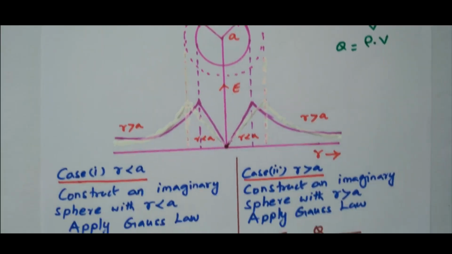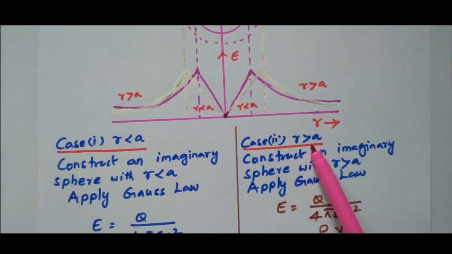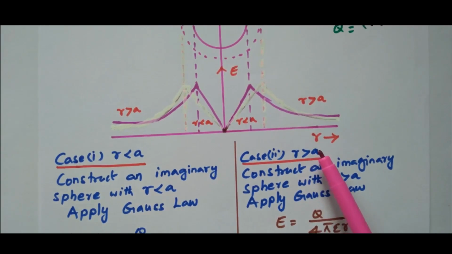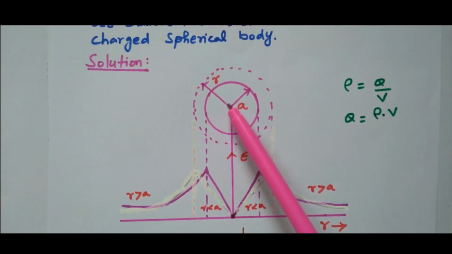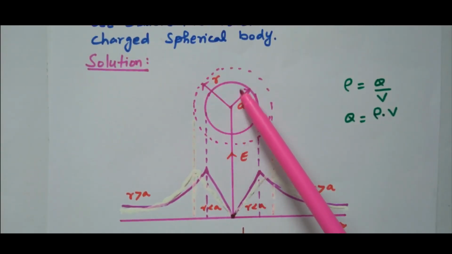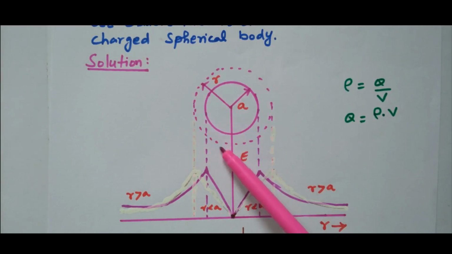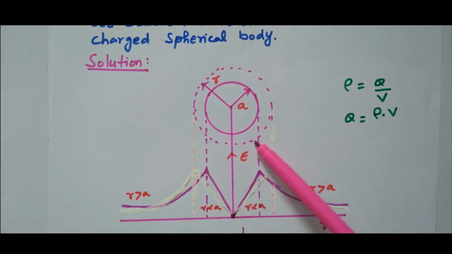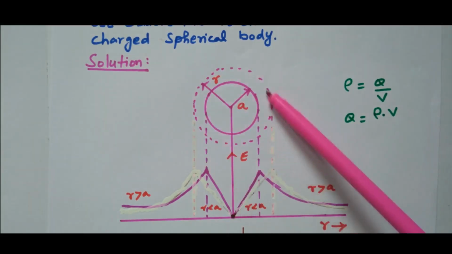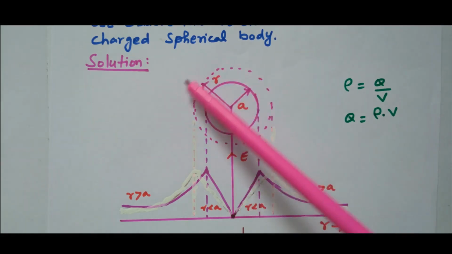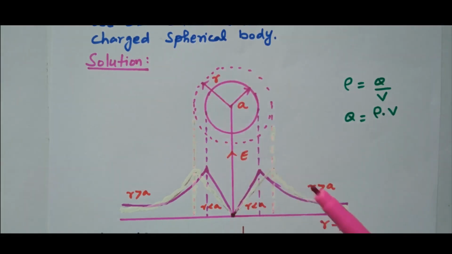Now we'll go to the second condition, R greater than A. What does R greater than A mean? Similar to this diagram, R is available outside. The diagram drawn is applicable for the second case. R is greater than A. The imaginary spherical cell is available outside the sphere. Right. Now we'll see the relation.